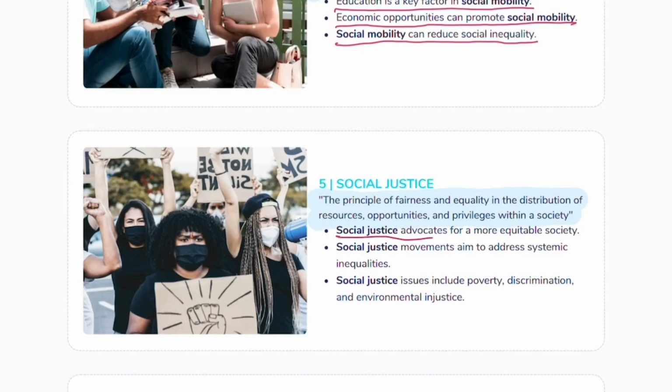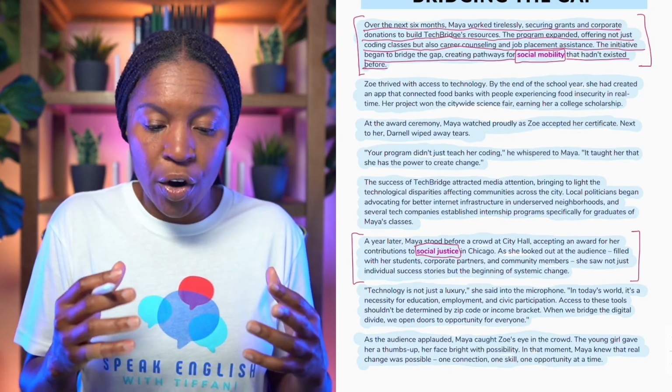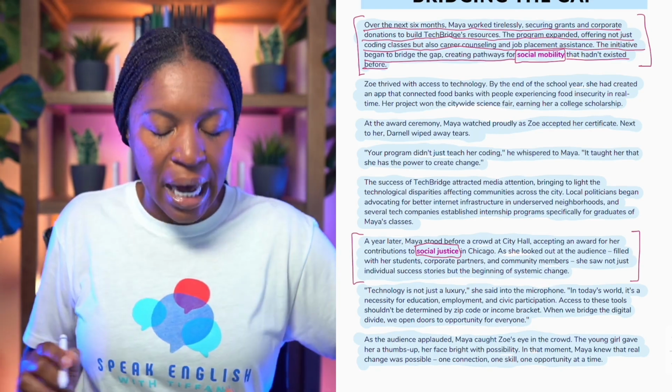Here are some example sentences. Social justice advocates for a more equitable society. Next, social justice movements aim to address systemic inequalities. And finally, social justice issues include poverty, discrimination, and environmental injustice. So now we have a clear understanding of this term, social justice. So let's go back to the part of the story where we saw this being used and where we heard it. And let's read that portion one more time.